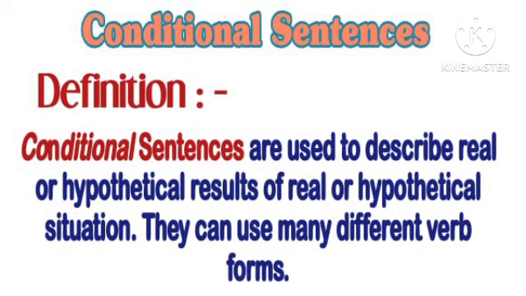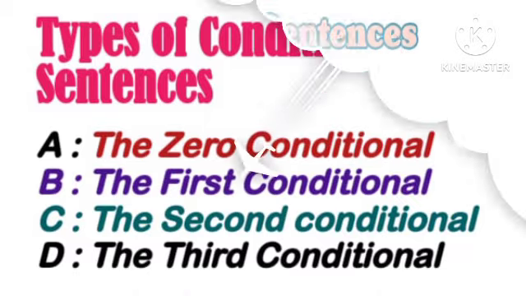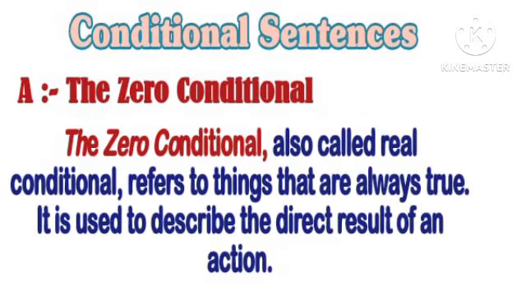Types of conditional sentences. A. The zero conditional. B. The first conditional. C. The second conditional. D. The third conditional.